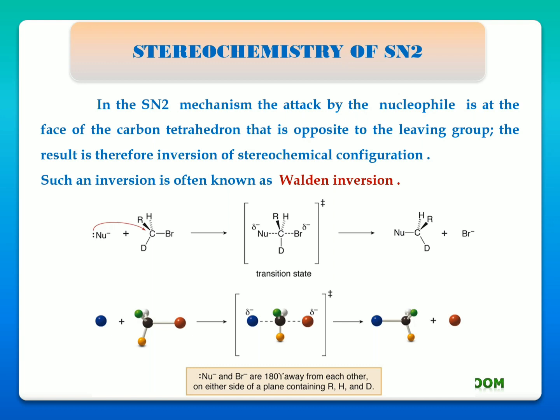Next is about the stereochemistry. We know that bond breaking and bond making takes place in a single step. So what happened? This nucleophile comes and attaches on the carbon to the face opposite to the leaving group. That is why we get a product which has a configuration which is opposite to that of our starting material, because the attachment takes place opposite to the leaving group. So there is inversion in configuration in SN2 reaction, which is known as Walden inversion.